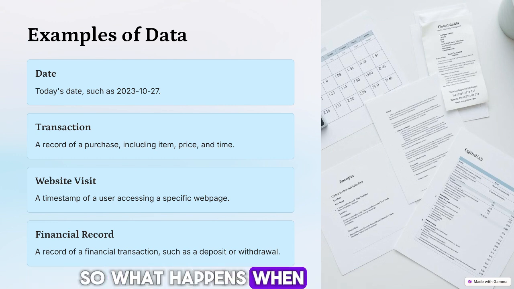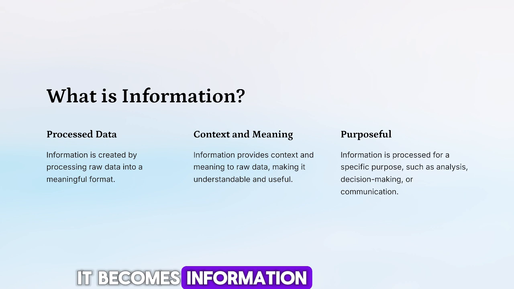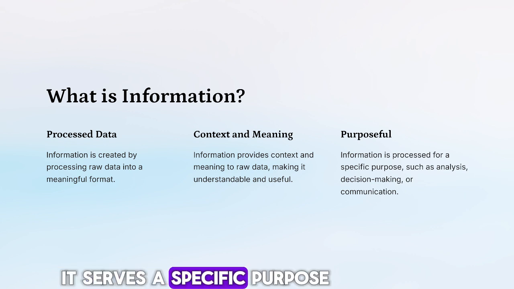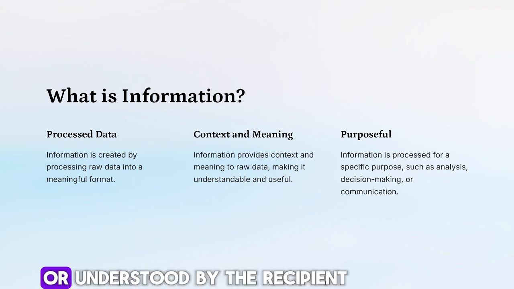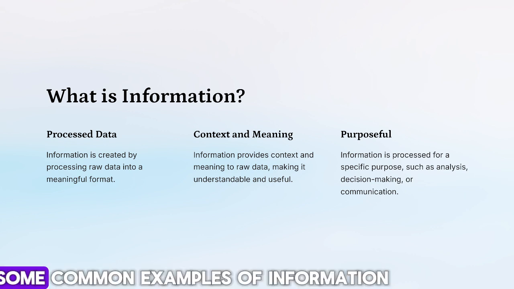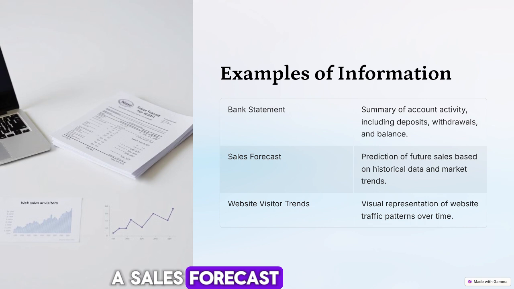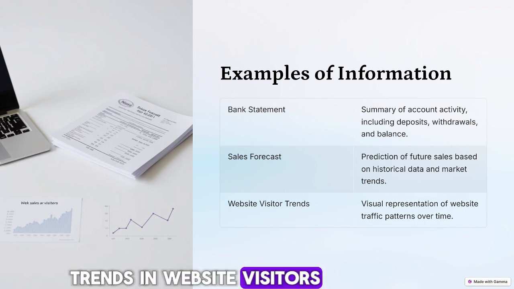So what happens when data is processed? It becomes information. Information is data that has been processed so it becomes meaningful. It serves a specific purpose and is now interpreted or understood by the recipient. Some common examples of information are a bank statement, a sales forecast, or graphs that show trends in website visitors.